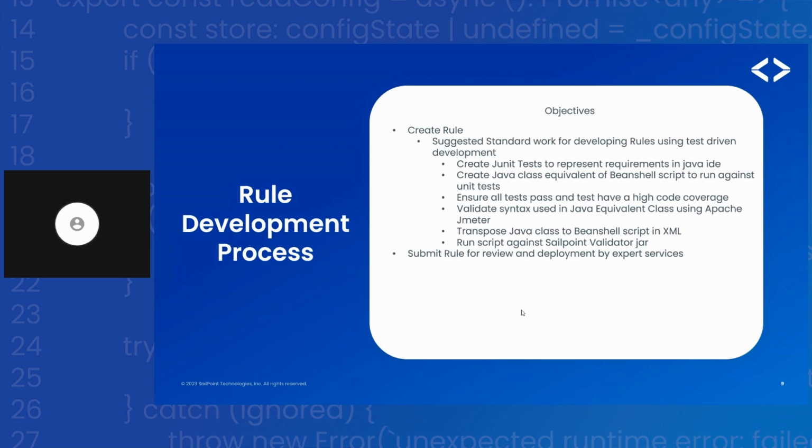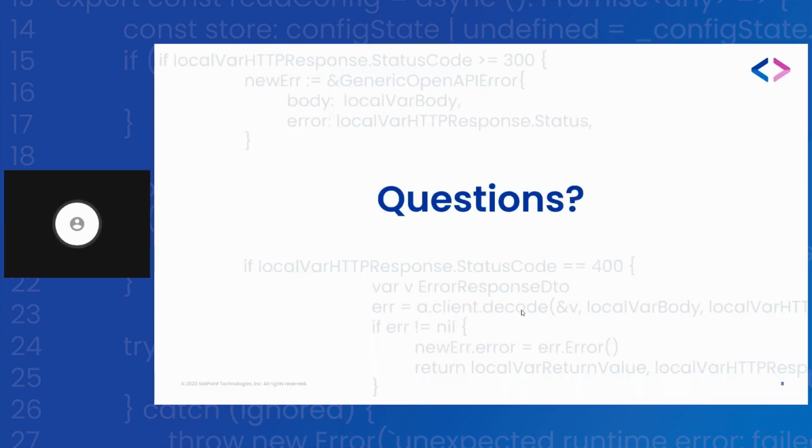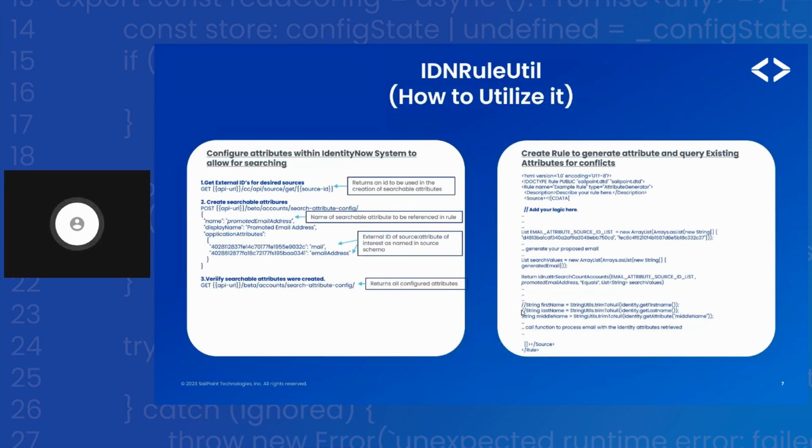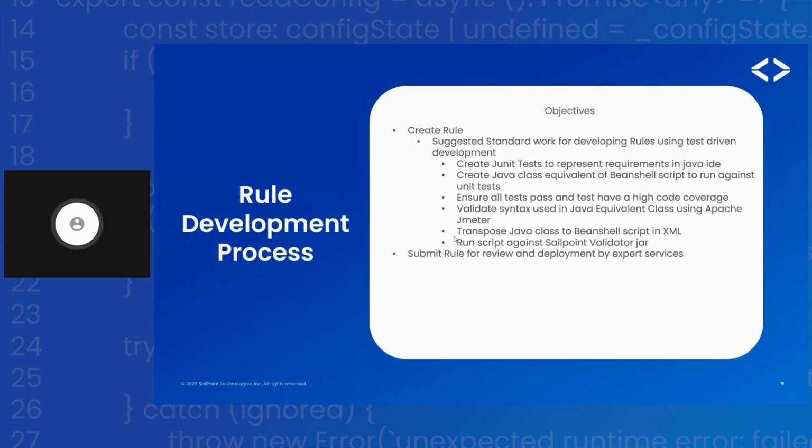So the rule development process, this was a kind of standard work we've used to drive development, where you can actually create a rule using Eclipse, write unit tests to test that it works as you would like as far as creating the attributes when there are collisions, and then also going a step further and checking the syntax to a high degree to see if it matches with BeanShell using JMeter, and then also being able to take that back to the XML envelope that I showed previously, and then also being able to take that and run it through the SailPoint validator that was mentioned in the previous presentation as well.